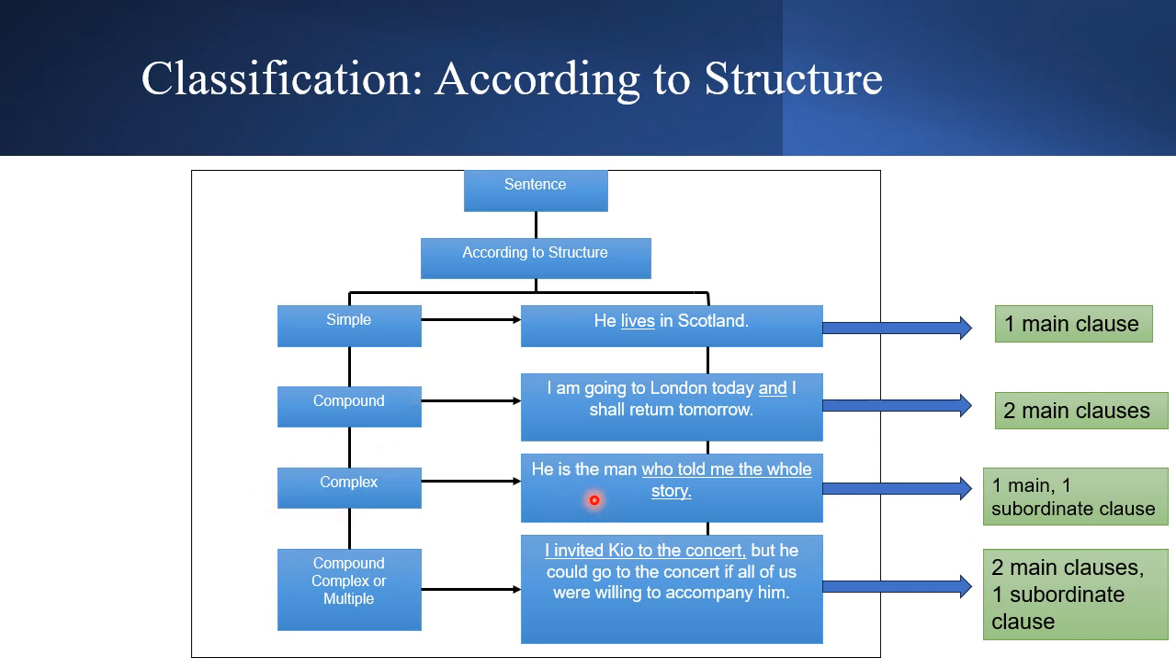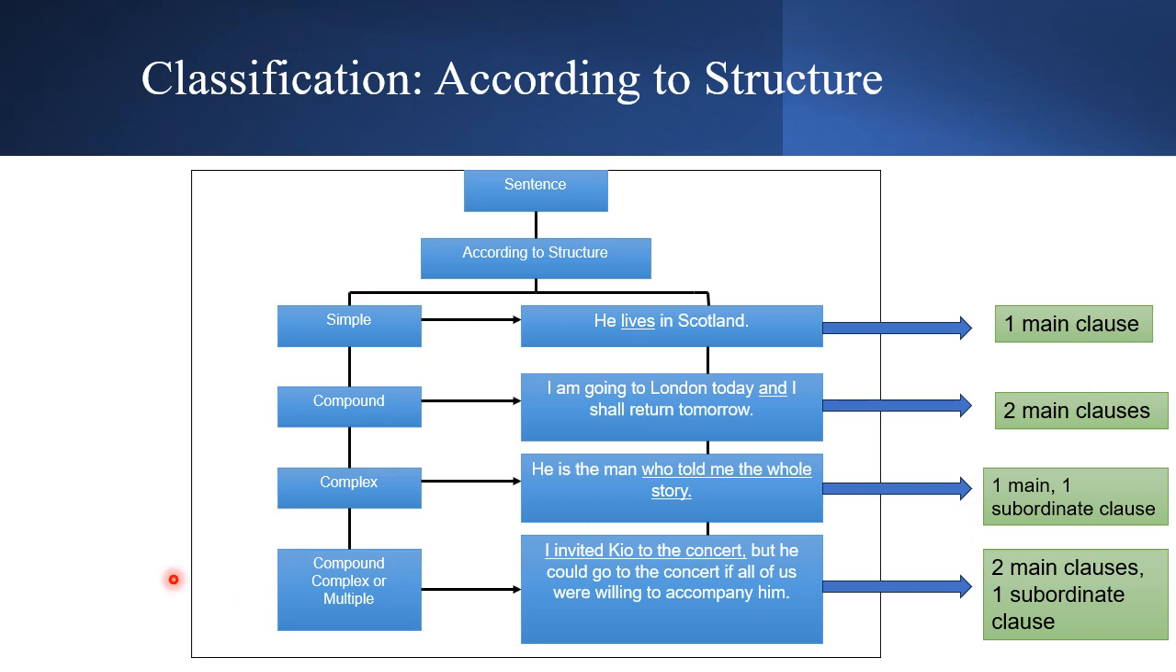So here's the example. He is the man who told me the whole story. Okay, so in this sentence we have one main clause and one subordinate clause. So he is the man is one main clause. Who told me the whole story? That's the subordinate clause. So a complex sentence would be one complete sentence, one incomplete sentence, one independent sentence, one dependent sentence. Okay, one main clause, one subordinate clause, whatever way is easier for you. So that's the complex sentence.